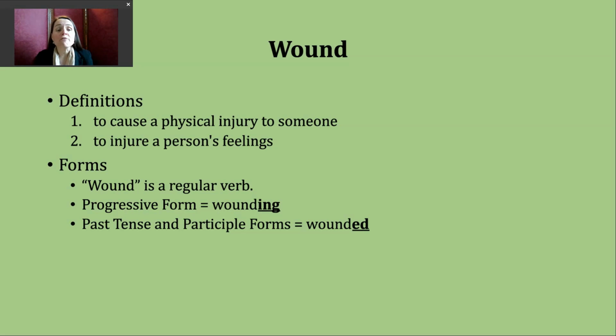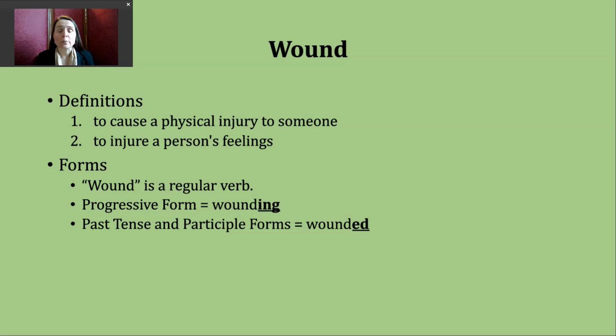You should know the verb wound is a regular verb. To make the progressive tense, we're just going to add ing to form wounding. The past tense and participle forms of this verb are made by adding ed.